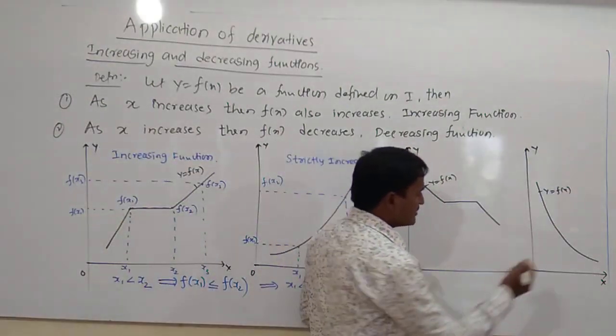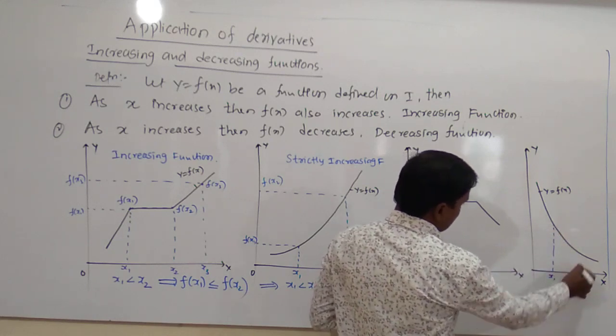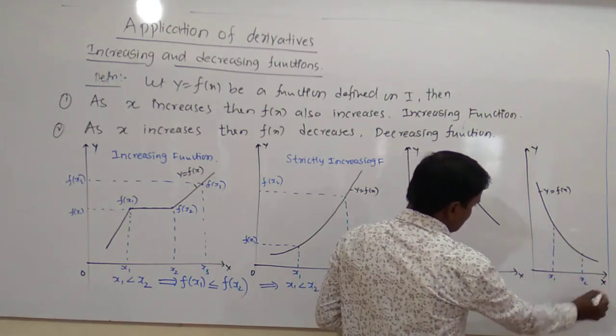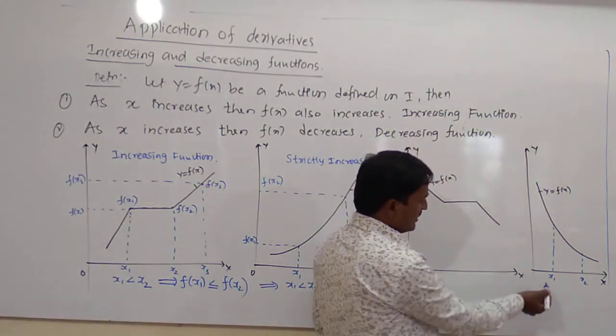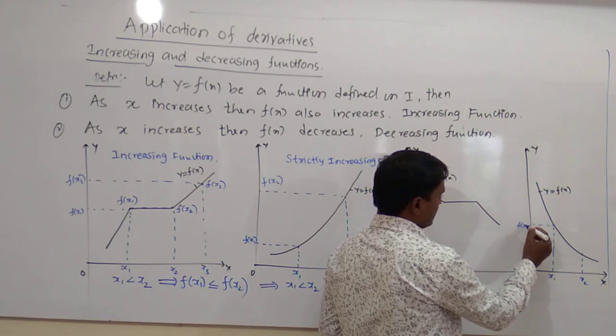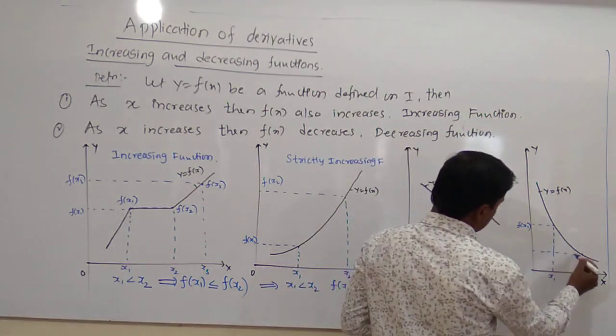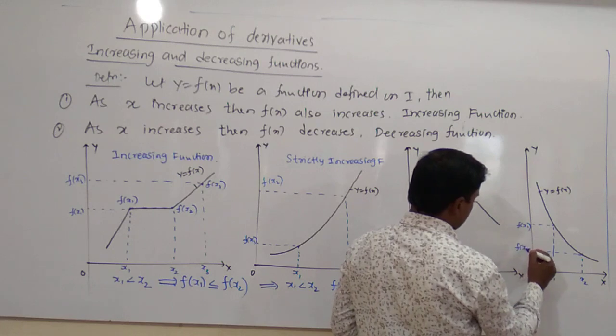Before that, first I will take this one. Here I will take this as x1 and here I will take this as x2. Okay, so here x1 is there. What is the functional value you are getting here? Here you are getting f of x1, is it right? And here what is the functional value? This is f of x2.